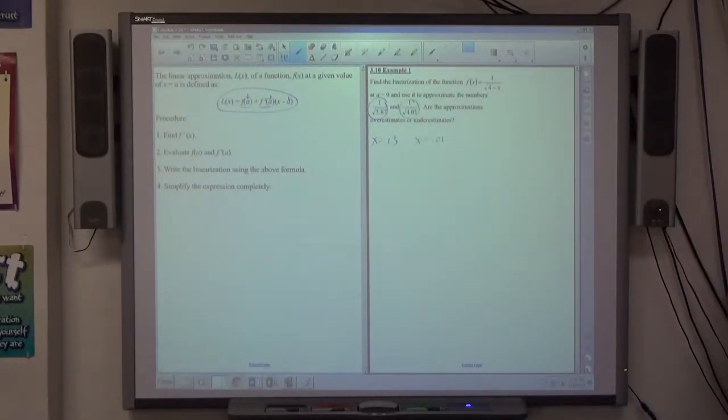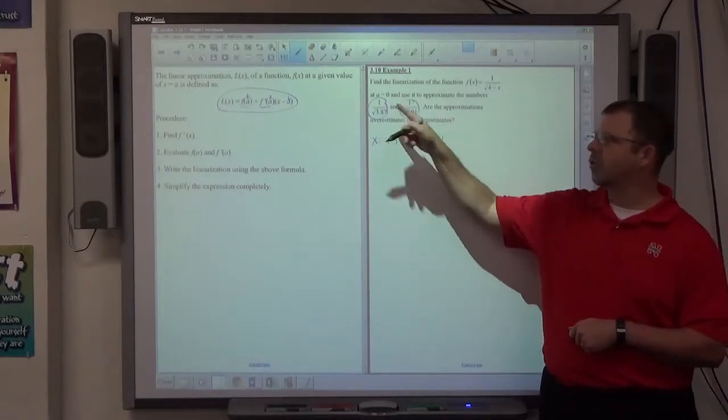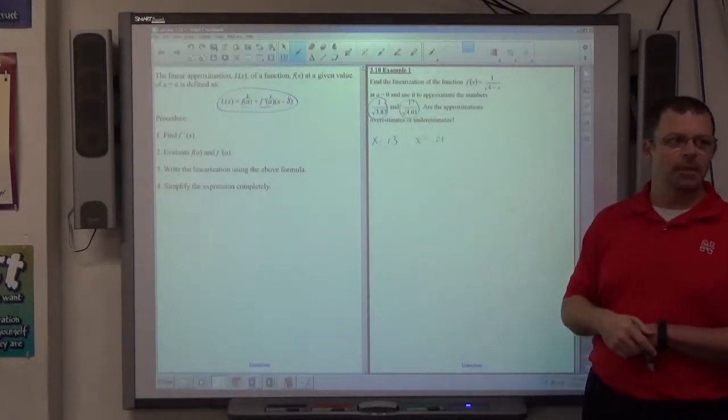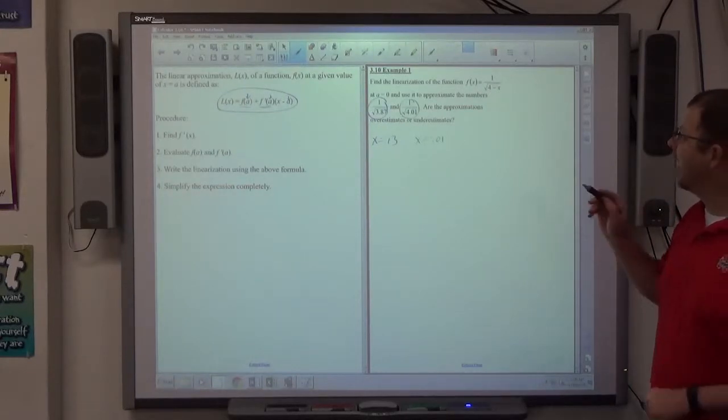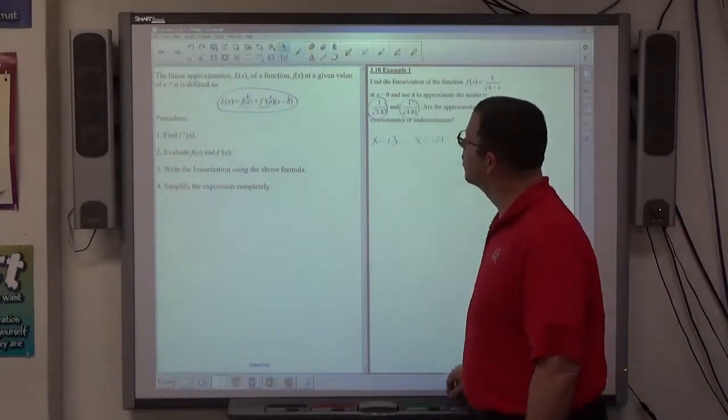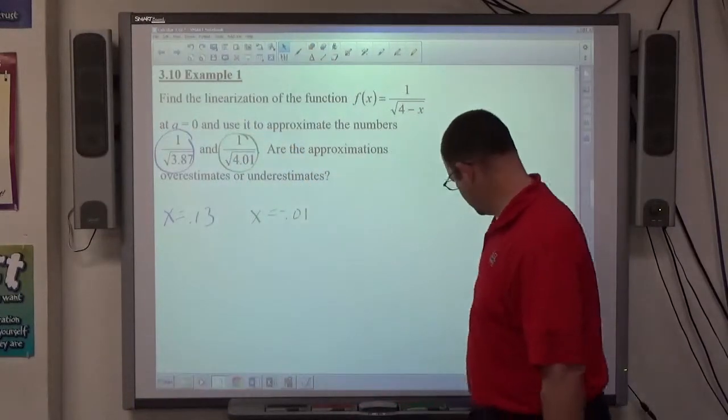And I think we'll all agree that both those numbers are somewhat near to 0, right? Obviously, negative 0.01 is much closer to 0 than 0.13, which means the approximation for this should be much closer than that. All right? Step 1, find f prime of x. So f of x, I'll do a full page here while I do it, and then I'll come back.